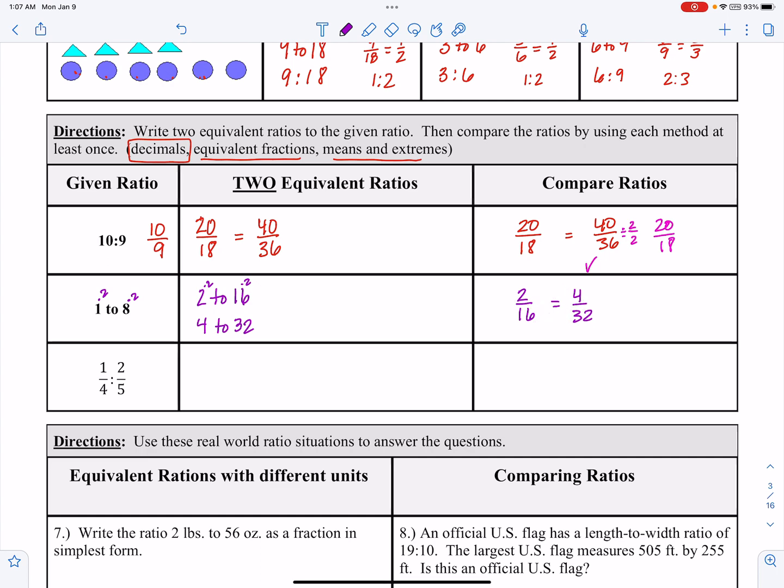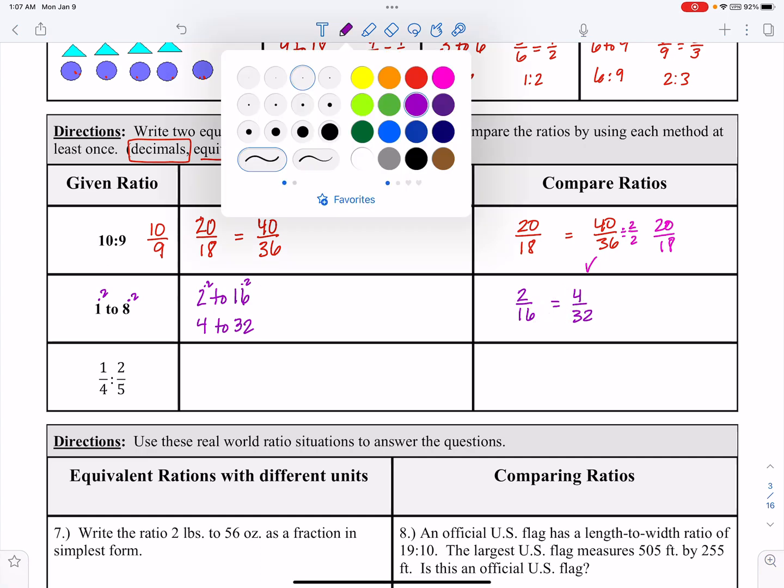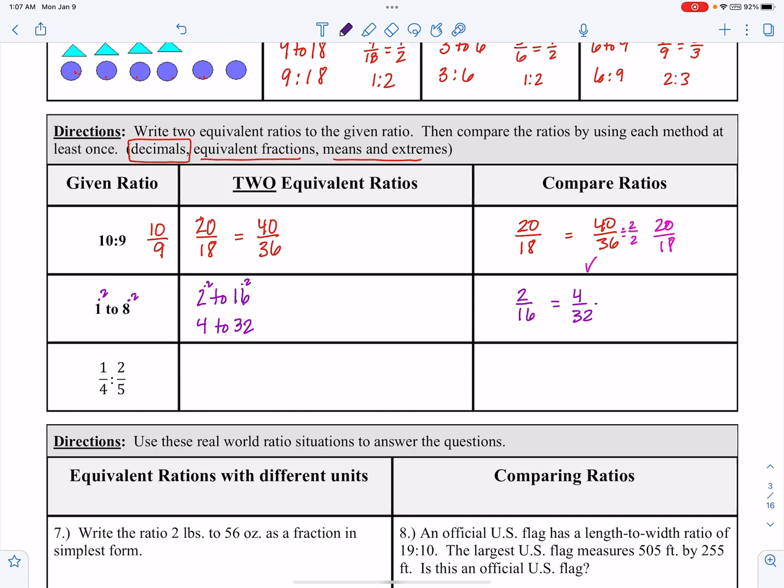And this works because it's basically saying I'm going to multiply by 32 on both sides, which cancels these out. And then you multiply by 16 on both sides, which cancels that out. So that's what you're doing when you're multiplying the diagonals. You can see it ends up doing 4 times 16 and 2 times 32, and it's setting them equal to each other.